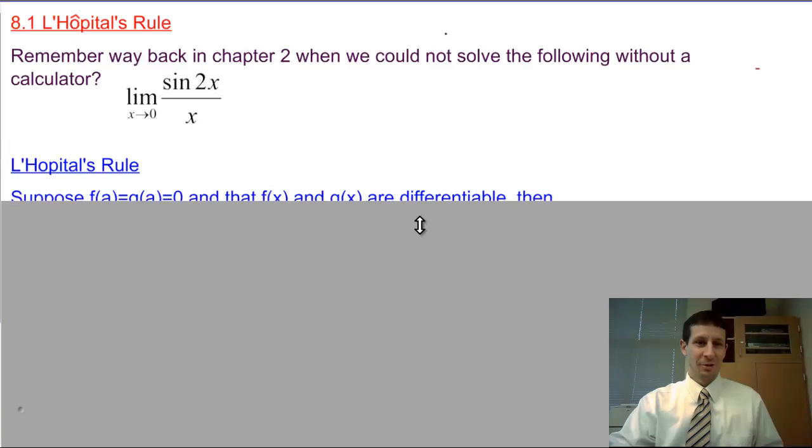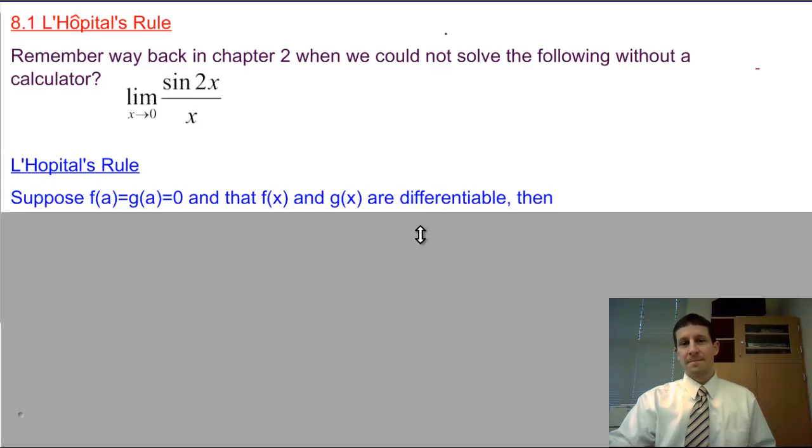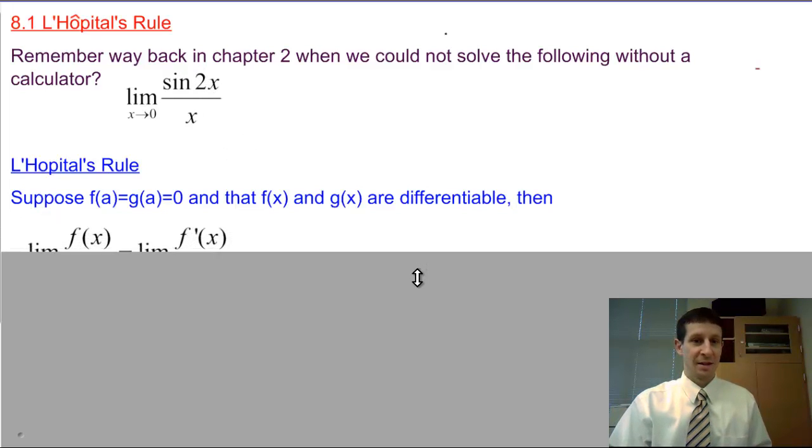Okay, here's what his rule says. In this specific case, what we really have is a function over another function, and the rule applies if, when we substitute some constant into both functions, we get 0, and that's our exact case here, right? We had 0 over 0. And if both of those upper and lower functions are differentiable, then we can transform our problem.